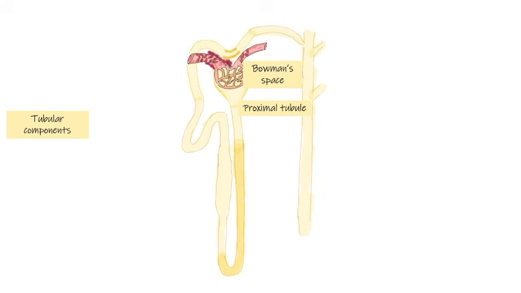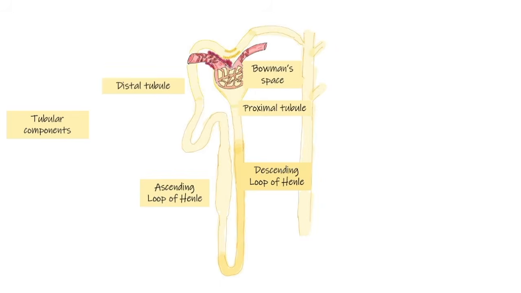The proximal tubule then leads to the loop of Henle. We have a descending limb and an ascending limb. Of note, in the ascending limb, there's an important component which we refer to as the thick portion of the ascending limb of the loop of Henle. This then leads to the distal tubule, and the distal tubule ultimately drains into a collecting duct. As you'll notice, one collecting duct can receive tubular fluid from multiple nephrons.